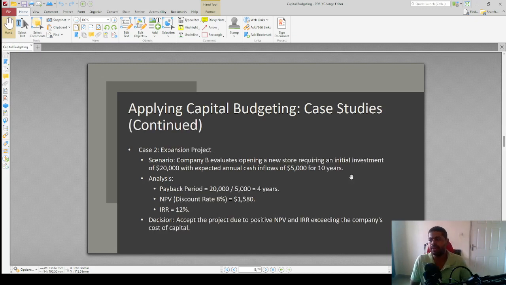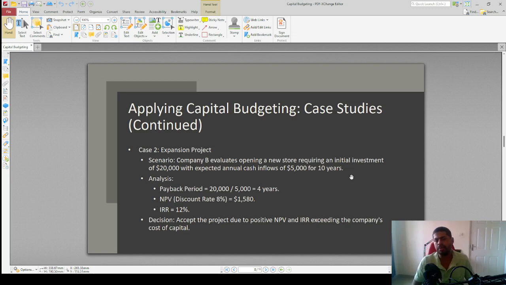Similarly, there's another example. Expansion project: Company B evaluates opening a new store requiring an initial investment of $20,000 with an expected annual cash flow of $5,000 for 10 years. The analysis: if you're earning $5,000 per year and your investment is $20,000, you get your payback in 4 years. Net present value at a cost of capital or discount rate of 8% gives an NPV of 1,580, and your IRR is 12%. That's higher than the cost of capital. Hence, this is a project that you can accept.